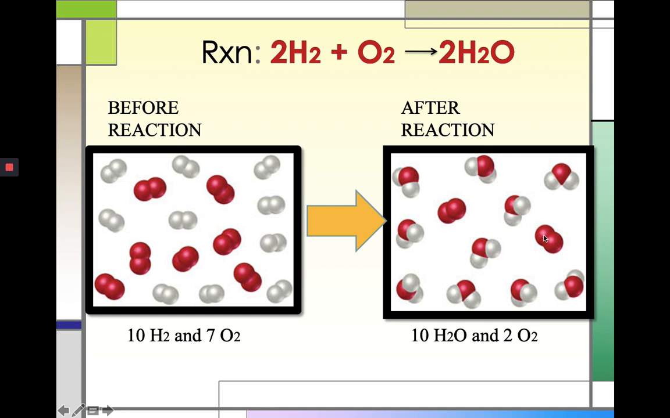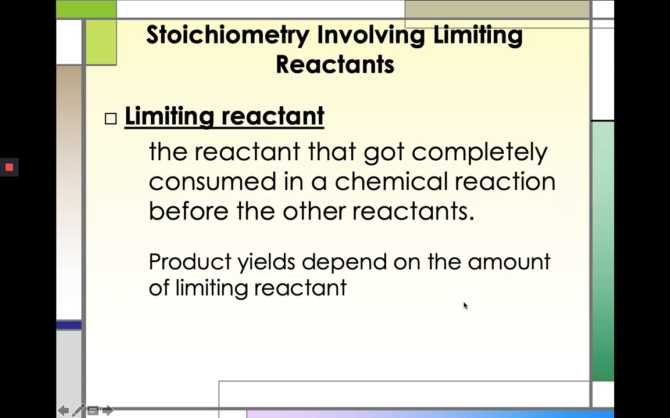So what happens there is one of the reactants must have gotten used up, such that there are leftovers, and we know that molecule to be H2, because there are leftover O2 molecules. So there is a term for that particular substance or reactant that got completely consumed in the reaction, so we call it a limiting reactant. This is the first reactant that is consumed in a chemical reaction, and it will affect the product yields. It will affect the amount of products that will be formed.